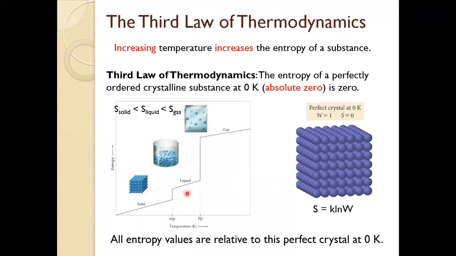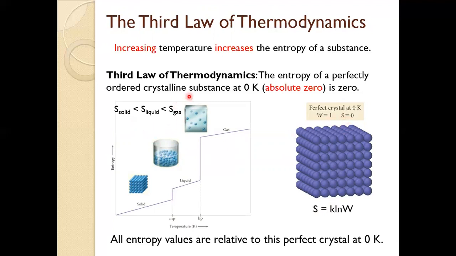As a result, all the other entropy values that we'll use to quantify delta S are positive, because they're all relative to this perfect crystal at 0 Kelvin. So all other substances, regardless of their physical state, or number of particles, or volume of space, or temperature, all those entropy values will be positive, and they're all relative to, by definition, this picture, which has an entropy of exactly 0.